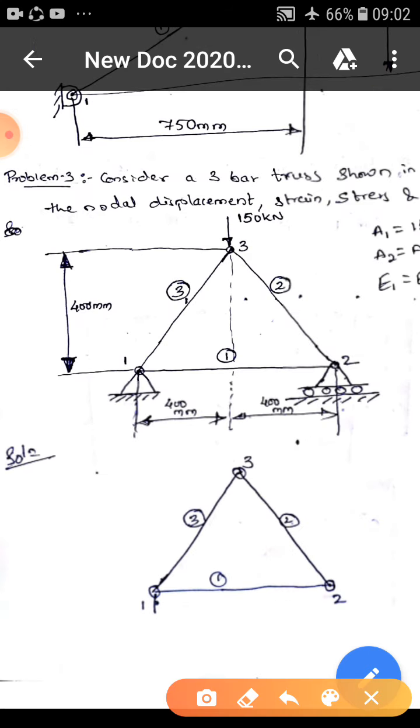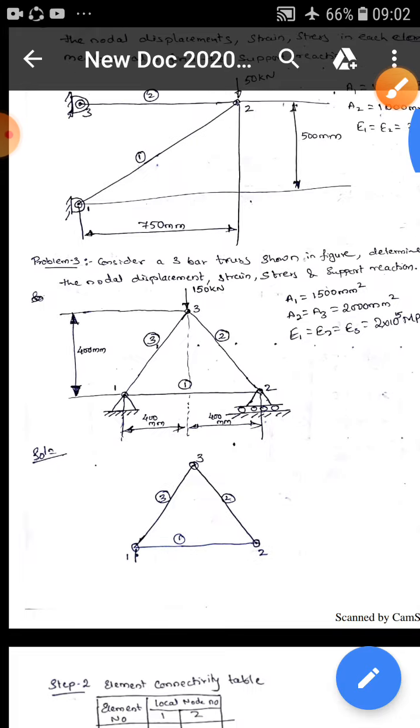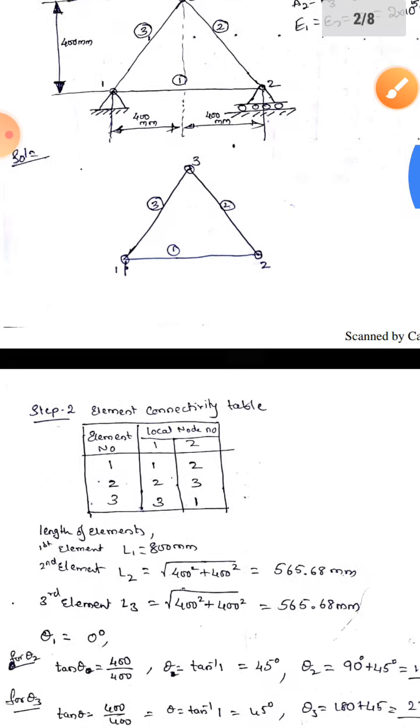And you can see the force applied is only one, that is 150 kilonewton applied at node 3 in vertical direction, that is F3y. F3y is present, and it is in downward direction, so it becomes negative. Okay, that's it. Next we'll solve the problem.